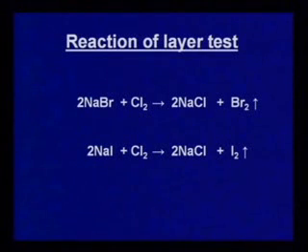Okay. Now what is the reaction for the layer test? Now you can see on the slide that the bromine is present as sodium bromide and iodine is present as sodium iodide, and chlorine water we are adding. So what is the role of chlorine water? It is acting as an oxidizing agent and it oxidizes bromide ion and iodide ion into bromine gas and iodine gas. Bromide ion is getting oxidized to bromine gas, iodide ion is getting oxidized to iodine gas. And these gases are soluble in organic solvents, so they give color.